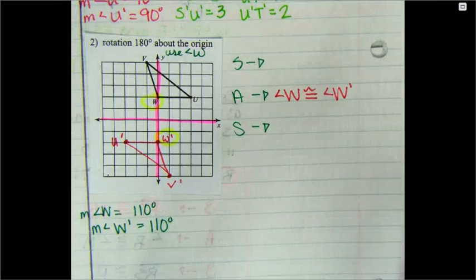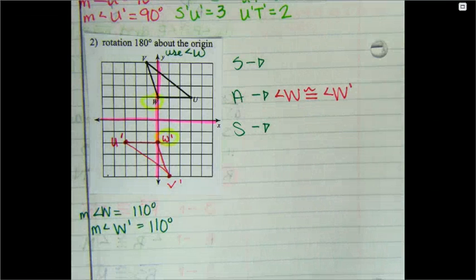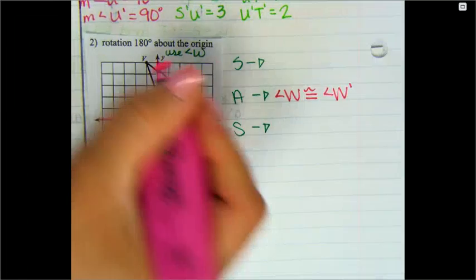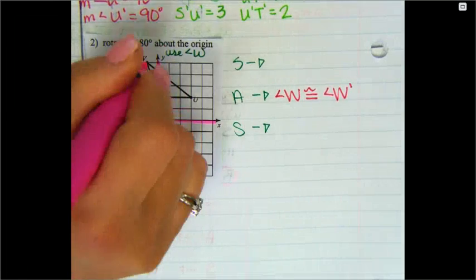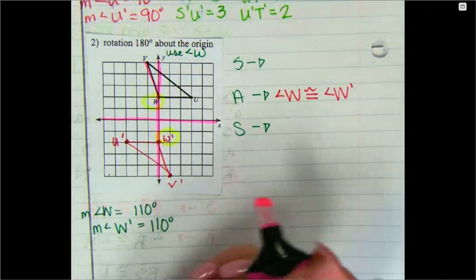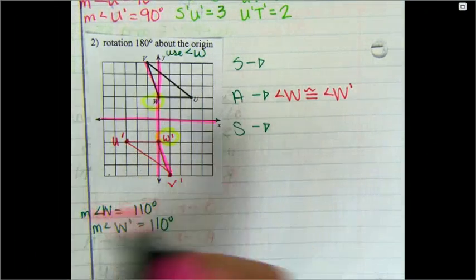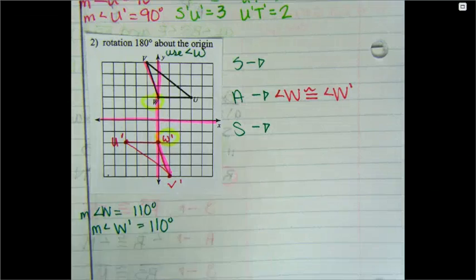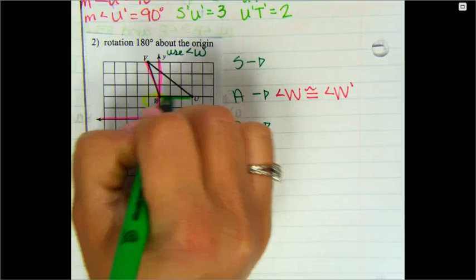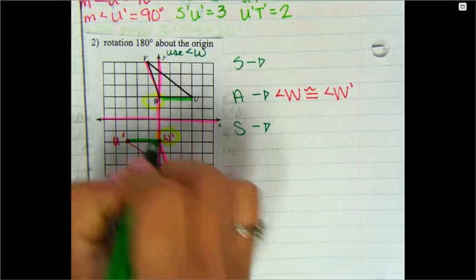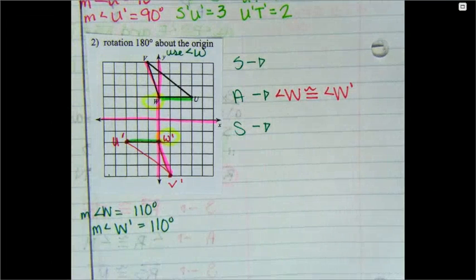Now, what side is going to correspond with this? WV. So VW is one of them, which corresponds to what side over here? W prime, V prime. And then you have this side here, which needs to correspond to this side here. Yes? Okay, let's do the easy one first.